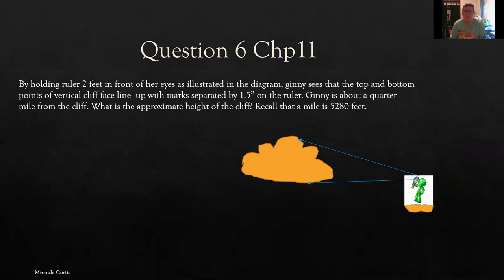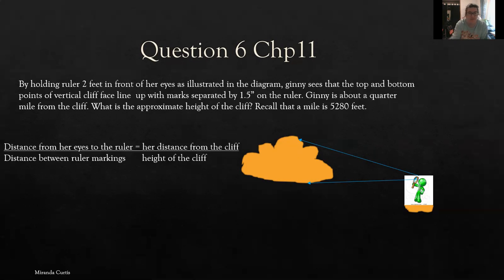Question 6. You're holding a ruler to your eye, right here, 2 feet in front of your eyes, illustrating the diagram. Jenny sees that the top and the bottom point of the vertical cliff face, right here, marked, separates 1.5 inches on the ruler. Jenny is about a quarter mile from the cliff. What is the approximate height of the cliff? Recall that a mile is 5,280 feet. This little guy here is supposed to be Jenny, guys.